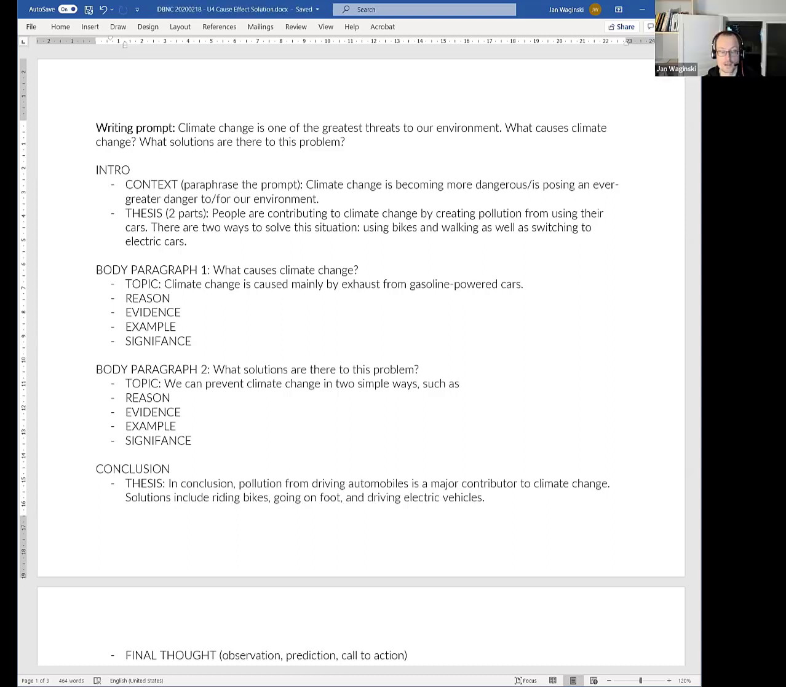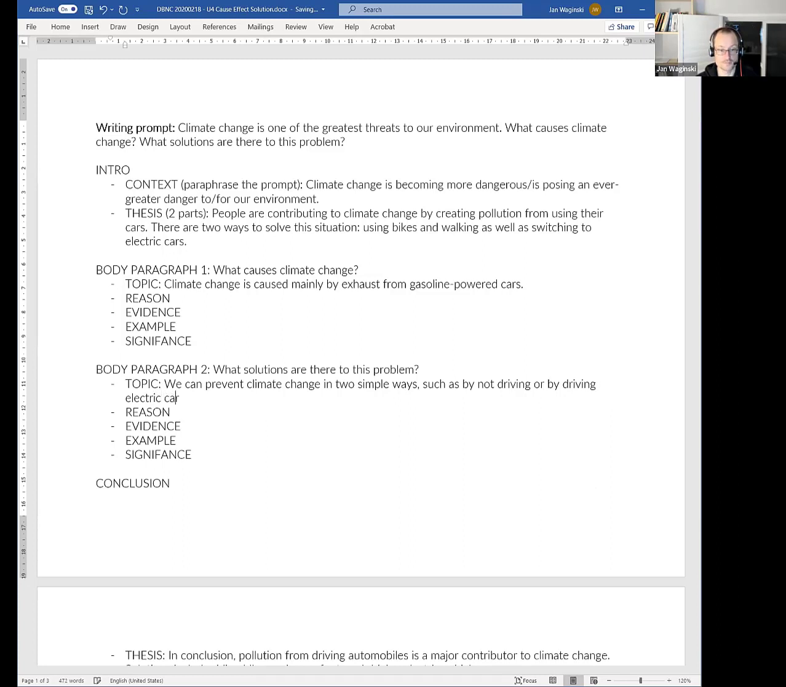Okay. So the first way, how would you generalize that? So using bikes and walking is an example of not using a car, right? Such as by not driving. Not driving the cars. Or by driving electric cars. Okay.